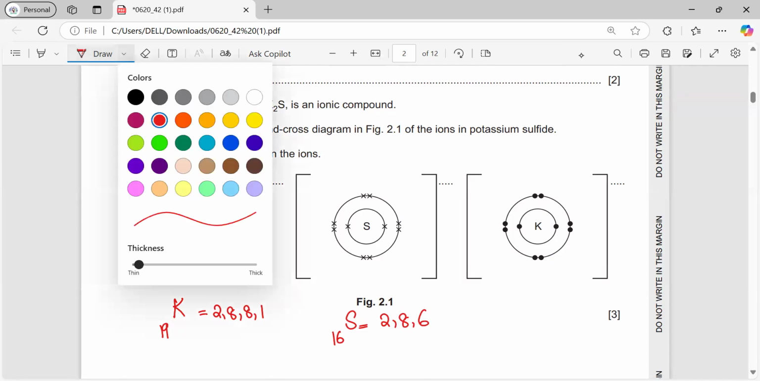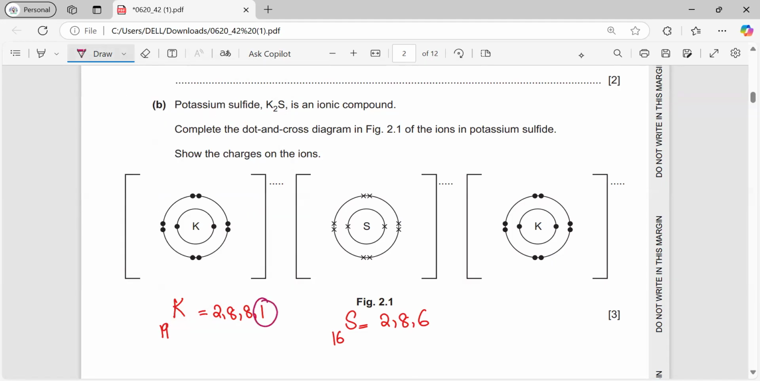For potassium, if you see clearly, it has 1 electron in its outer shell. So it will lose that electron to become positively charged, positive 1. And sulfur has 6 electrons in the outer shell, so it can gain 2 electrons to become 2 minus and complete its outermost shell. So the sulfide ion is 2 minus and the potassium ion is positive. Potassium's last shell with 1 electron will be finished because it has lost 1 electron.